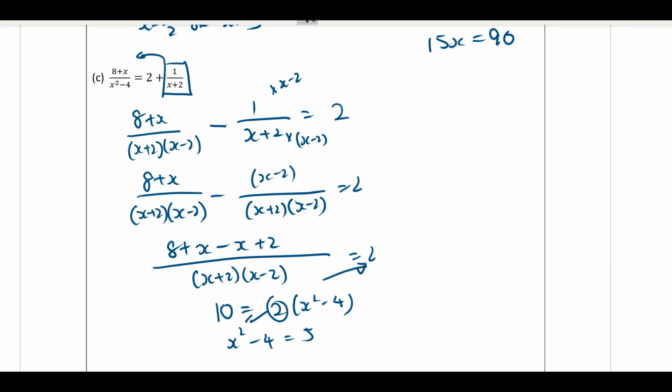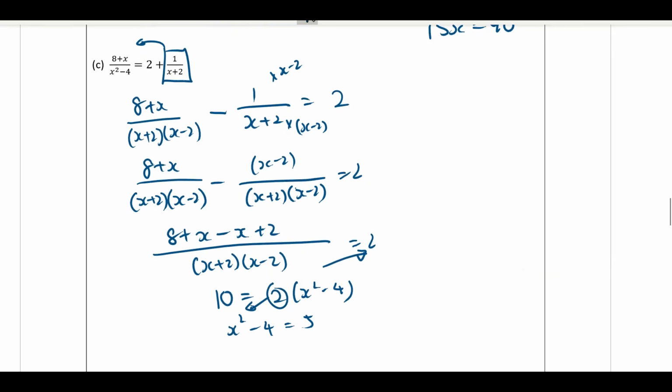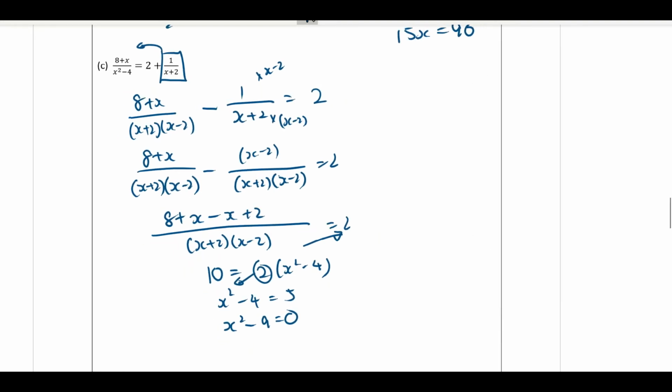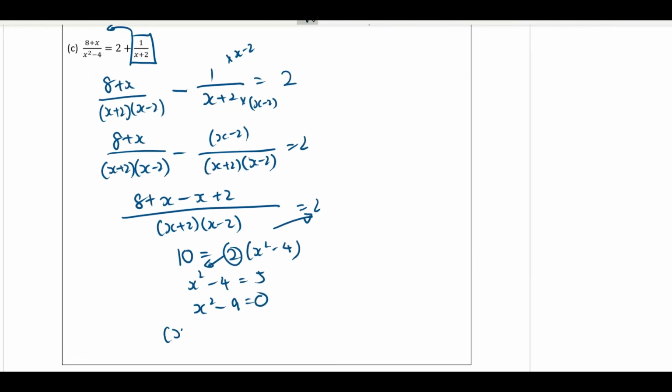Okay, so x squared minus 4 equals 5. You divide the 2 to this side. Okay, and x squared minus 9 equals 0. You bring the 5 to the left side. Then you will have (x plus 3)(x minus 3) equals 0, x equals 3, or x equals negative 3.